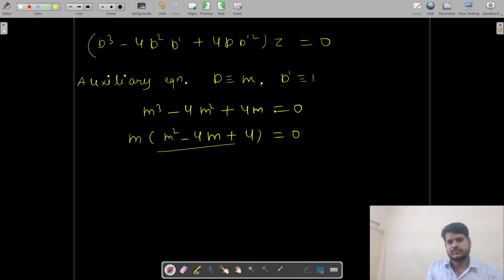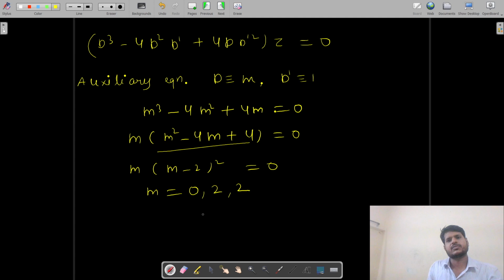Dear student, this is a very well known formula. I am going to write here, this is m minus 2 whole square equal to 0. Now we have roots 0, 2 and 2. So this equation is homogeneous, so the solution will consist of only one part, that is the complementary function.